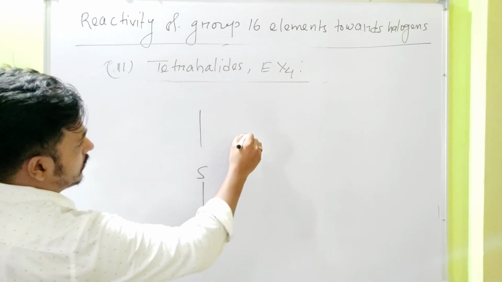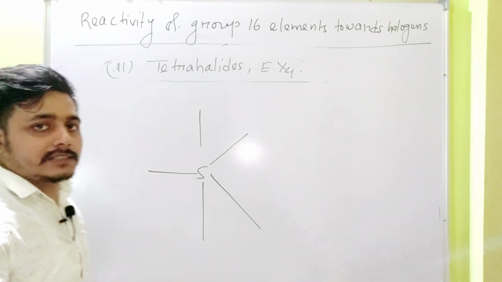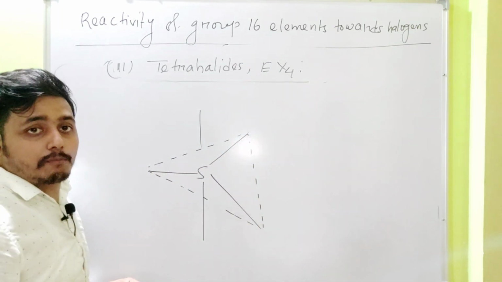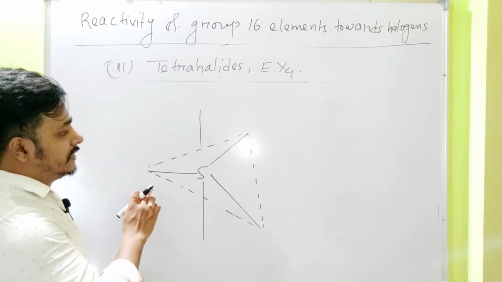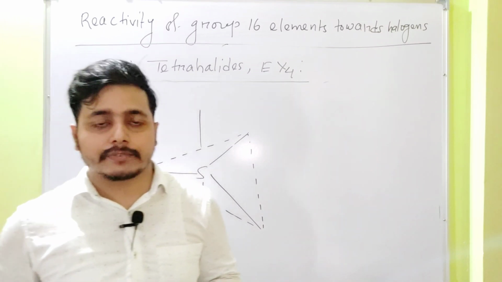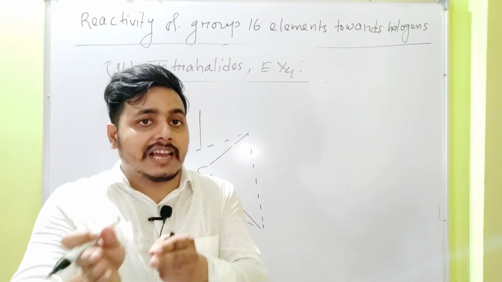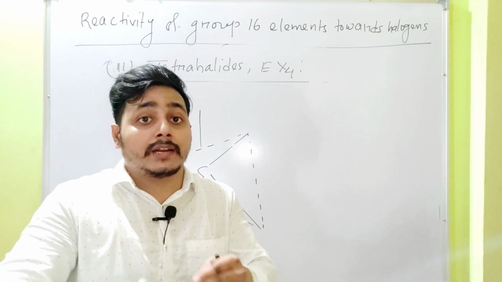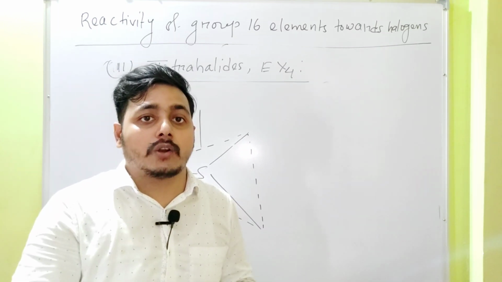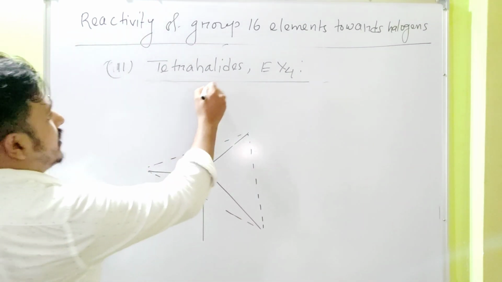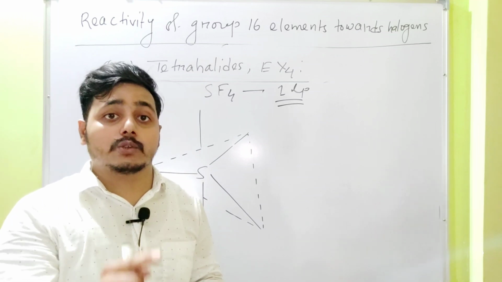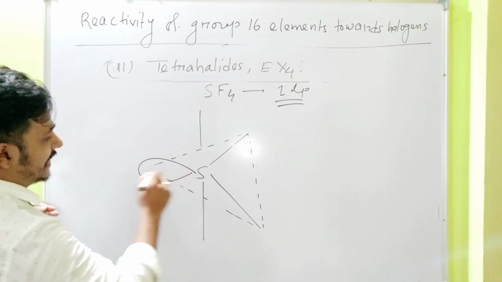SF4 has trigonal bipyramidal geometry. In trigonal bipyramidal geometry, these 3 bonds are called equatorial bonds, and these 2 are called axial bonds. It means these 3 are equatorial positions and these 2 are axial positions. Always remember, if any element is sp3d hybridized and has a lone pair of electrons, then we should put the lone pair at the equatorial position, not at the axial position. As SF4 has 1 lone pair of electrons, we must put that lone pair at the equatorial position. So I have put it at these positions.